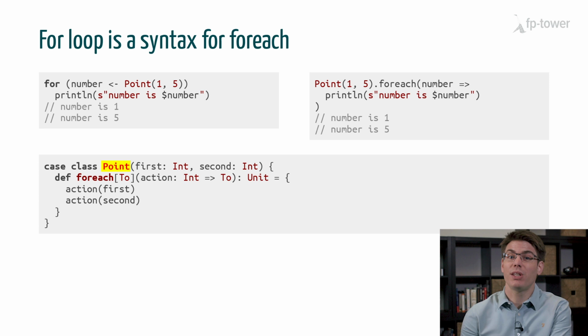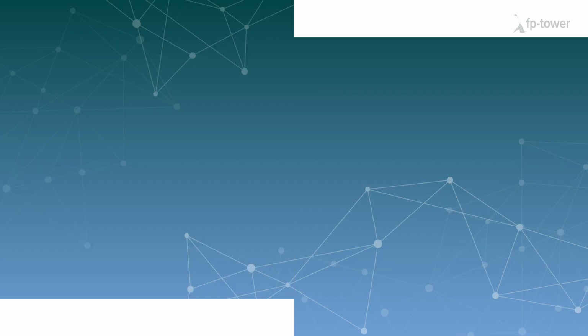Therefore, if we create a new type, such as Point, that includes the foreach method with the appropriate signature, then we can use a for loop to iterate over an instance of Point, as you can see here. So a for loop is quite convenient because it provides a unified syntax that we can use to iterate over all objects that contain or produce data.